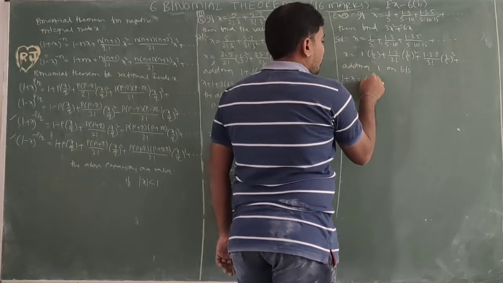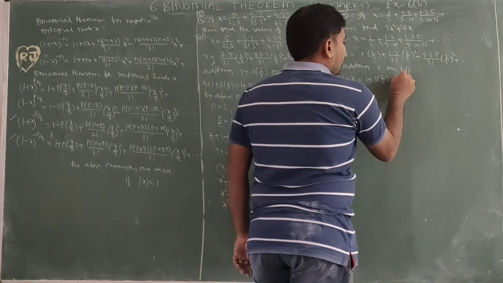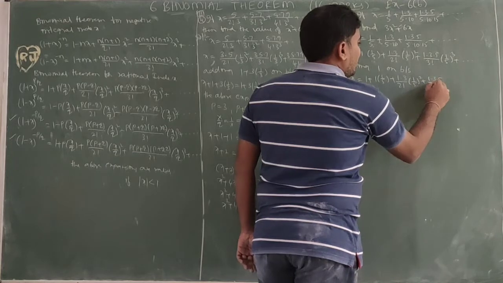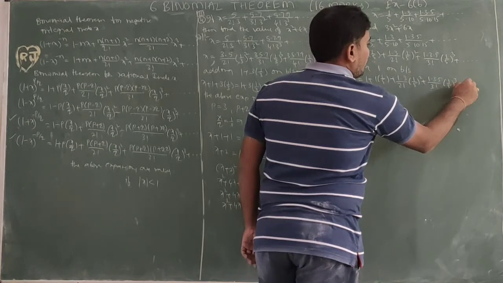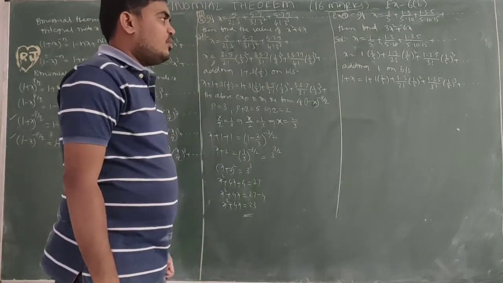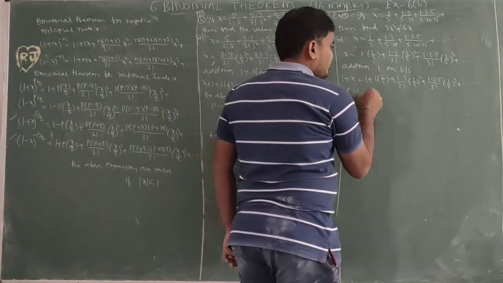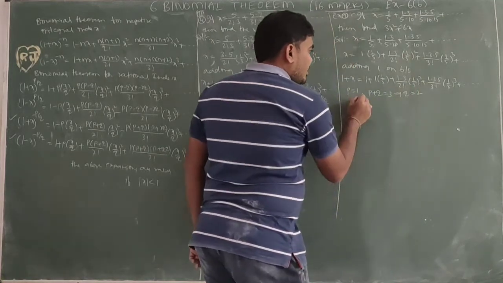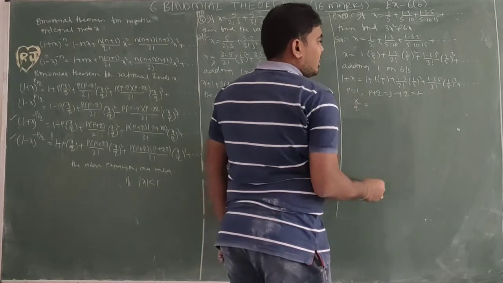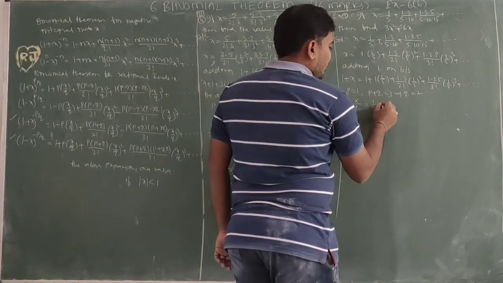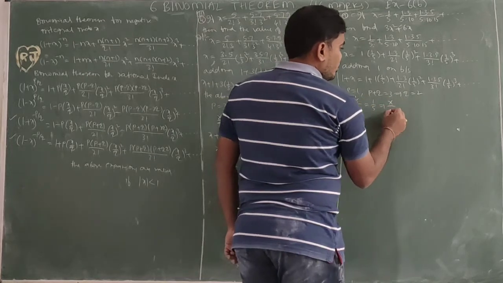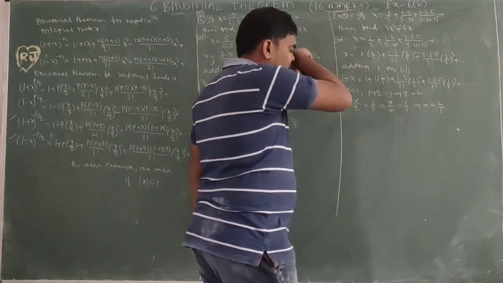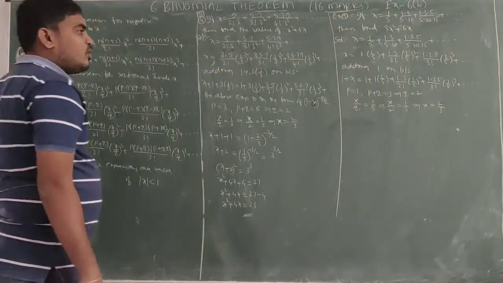1 plus x equals 1 plus 1 of 1 by 5, plus 1 into 3 by 2 factorial times 1 by 5 whole square, plus 1 into 3 into 5 by 3 factorial times 1 by 5 whole cube, plus up to so on. Now p equals 1, p plus q equals 3, which implies q equals 2. Taking capital X by q equal to 1 by 5 implies x by q equals 2 by q, equal to 1 by 5, which implies x equals 2 by 5. So this expansion is in the form of 1 minus x whole power minus p by q.